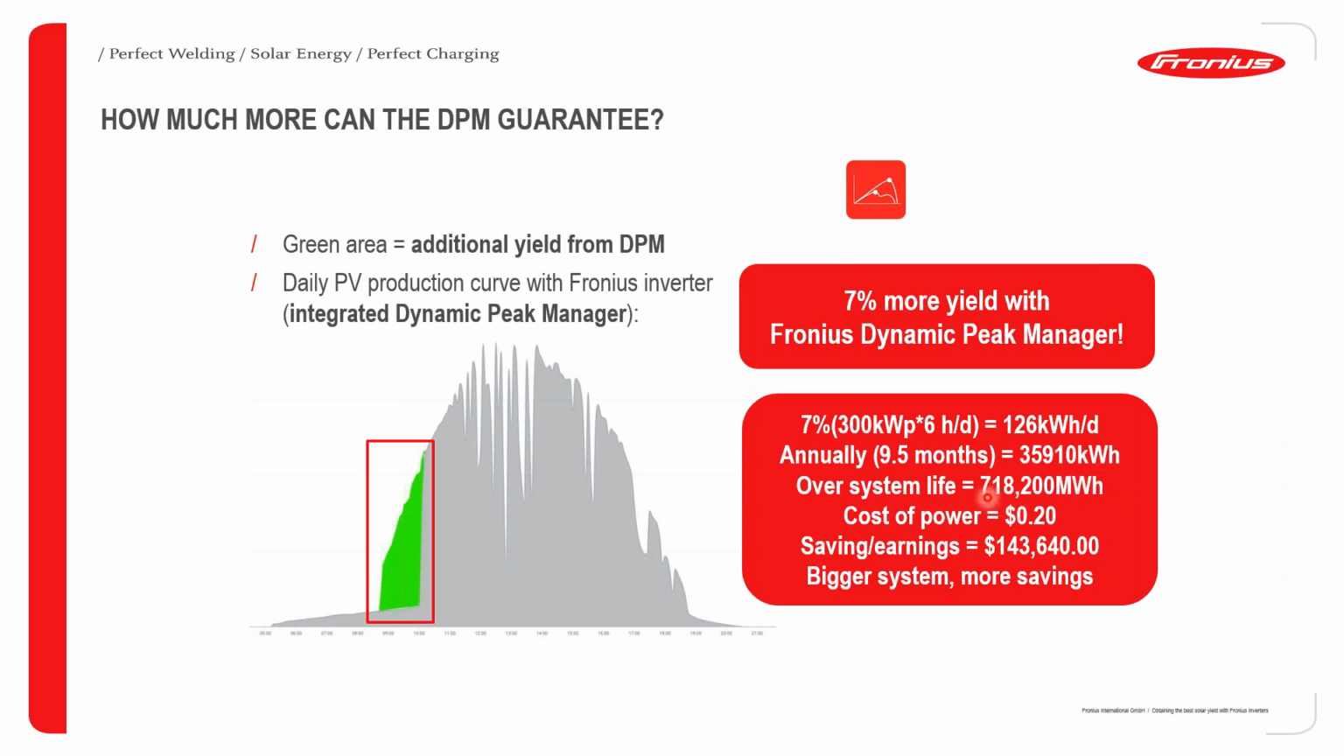And then if you project this further to the entire life of the system, that would mean there's a bit of a mistake here, but this should be kilowatt hours. So this is 718,200 kilowatt hours. If you then consider what is the cost of power, this would mean, for instance, for Kenya, for every kilowatt unit is about 20 cents US dollars.